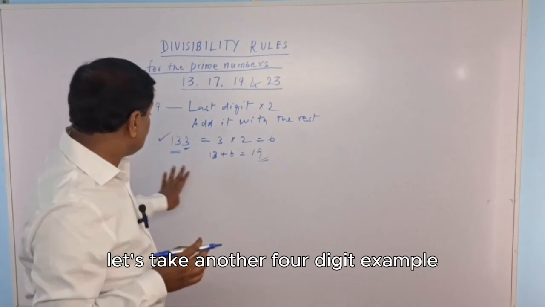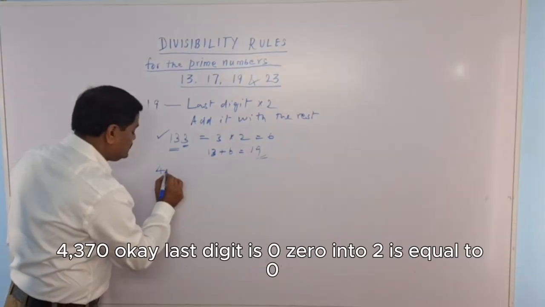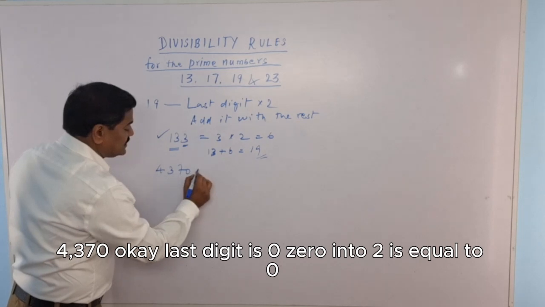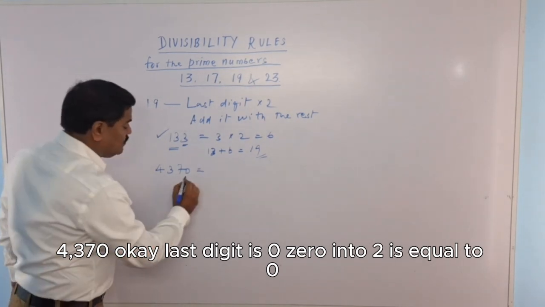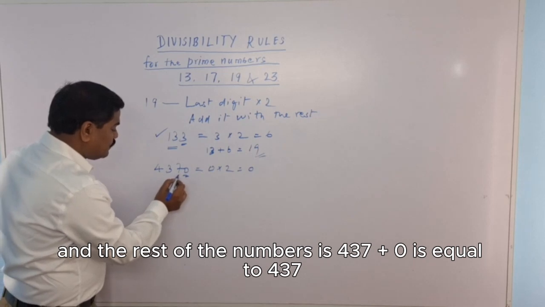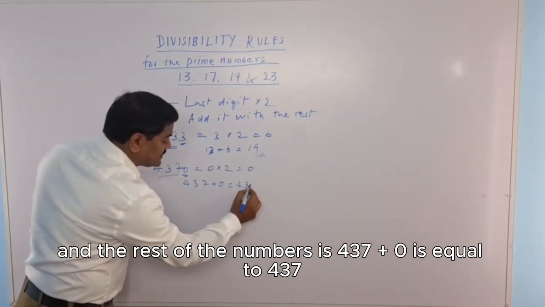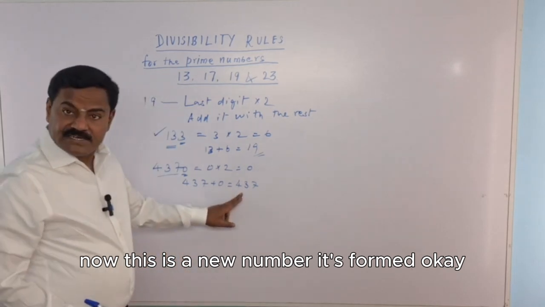Okay, let's take another 4-digit example. 4370. Okay, last digit is 0. 0 into 2 is equal to 0. And the rest of the numbers is 437 plus 0 is equal to 437. Now this is a new number, it's formed.